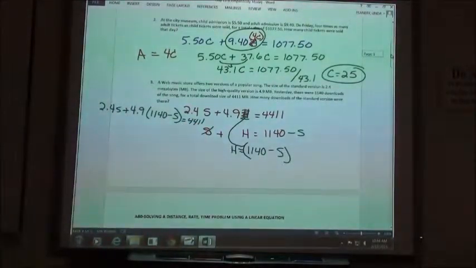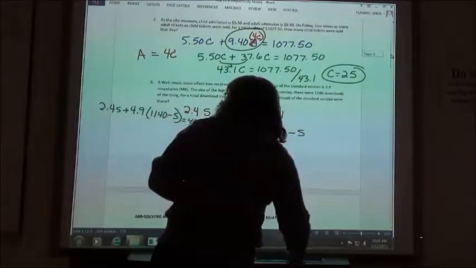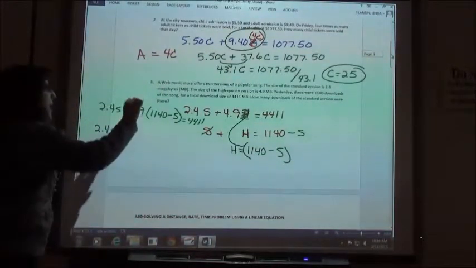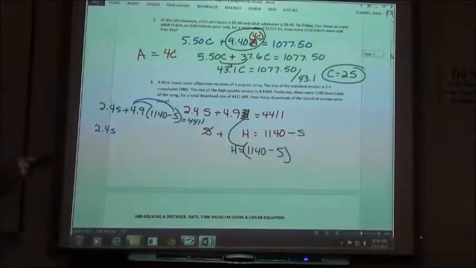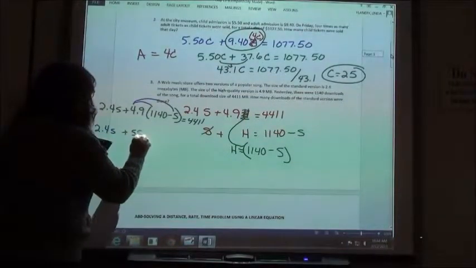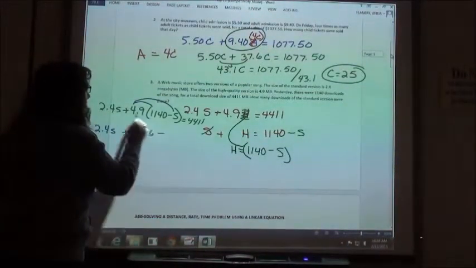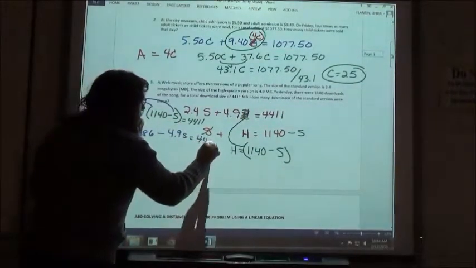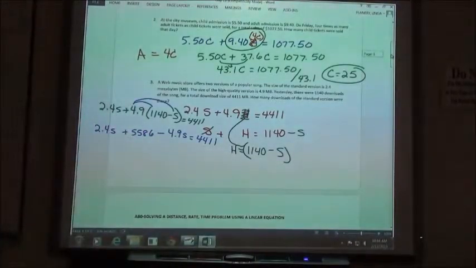I kind of smashed that in there. Should have written that other stuff over farther. Solving this, I'm going to use my distributive property. So 2.4S, and then here I'm going to multiply that out. So 4.9 times 1140 equals 5586 minus the 4.9 times the S. So 4.9S equals my 4411.